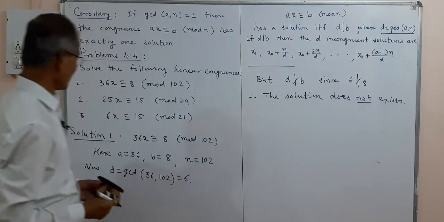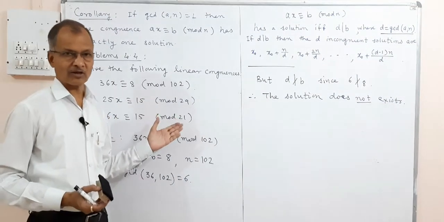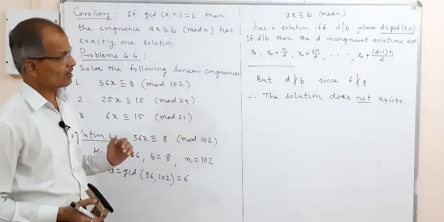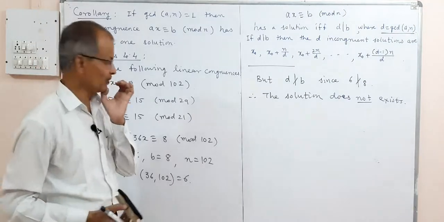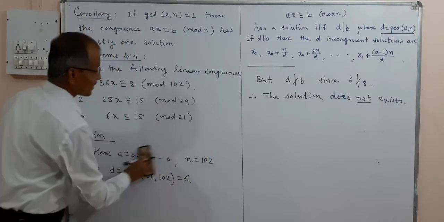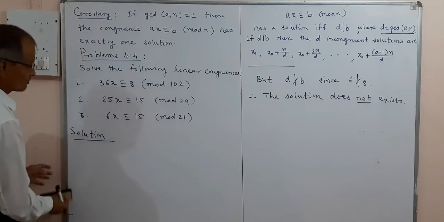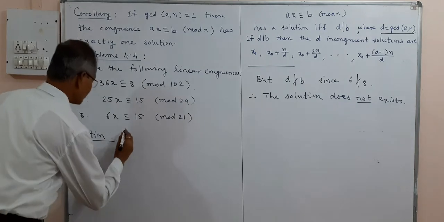And now we shall consider the second. So the possibility is that a solution may exist or may not exist, depending on whether d divides b or not. Consider the solution for the second: 25x ≡ 15.